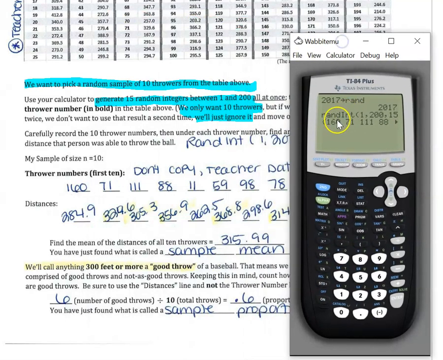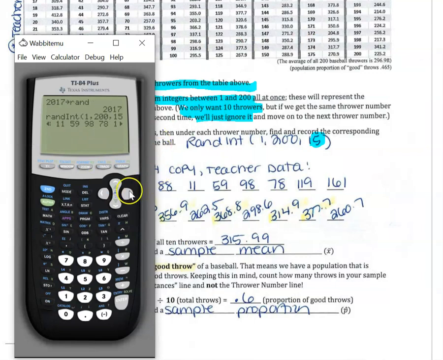So these numbers that you're seeing, the 160, if I hit the sidebar, 71, 111, you'll see these are the numbers matching what I wrote down here. 160, 71, 111. So these were my thrower numbers. 88, 11, 59, 98, 78, bring this over, 119, 161. So I didn't have any repeats, so I just took the first 10. And again, this seeding is like I'm starting in row 2017 in my random digit table. So this is how I use technology to randomly get my people.